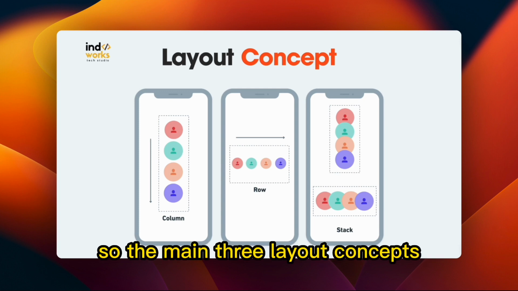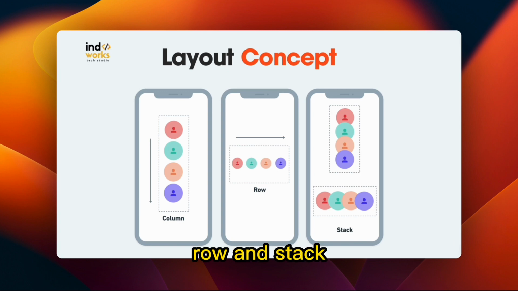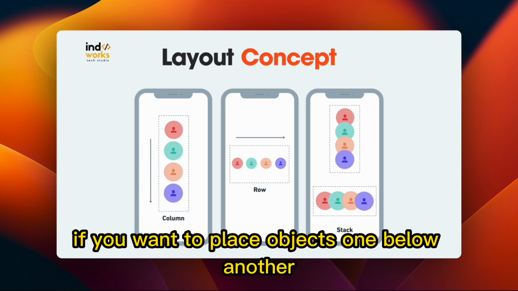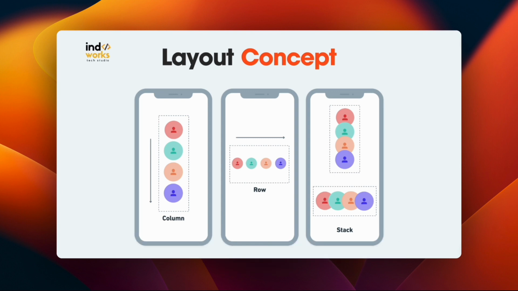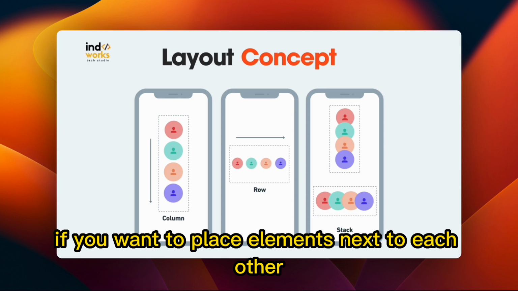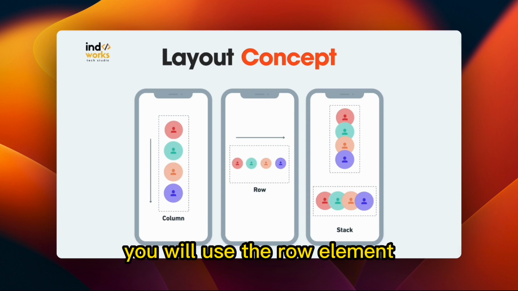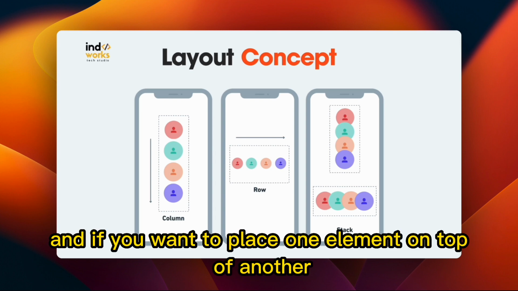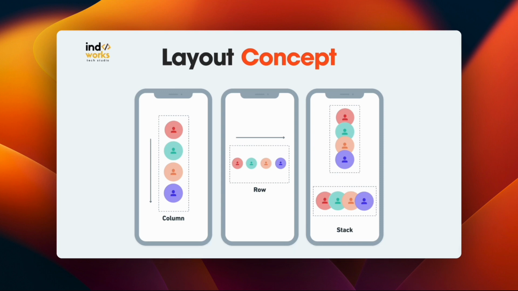The main three layout concepts which will help us develop the application are column, row and stack. If you want to place objects one below another, you will use the column layout. If you want to place elements next to each other, you will use the row element. And if you want to place one element on top of another, then we will use the stack element.